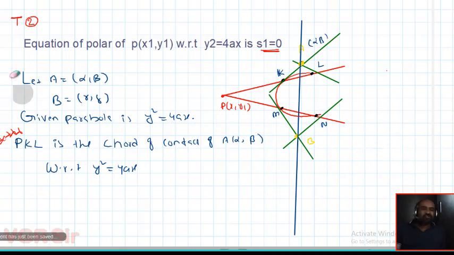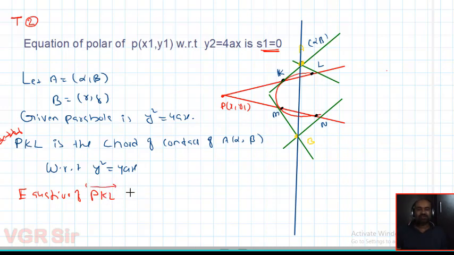Now I want to find the equation of PKL, the equation of the chord of contact. What is the equation of the chord of contact? S1 equal to 0 only. What is S1 equal to 0? y y1 minus 2a times (x plus x1) equal to 0, with respect to alpha comma beta. Instead of y1 we write beta, instead of x1 we write alpha, that is y beta minus 2a times (x plus alpha) equal to 0.